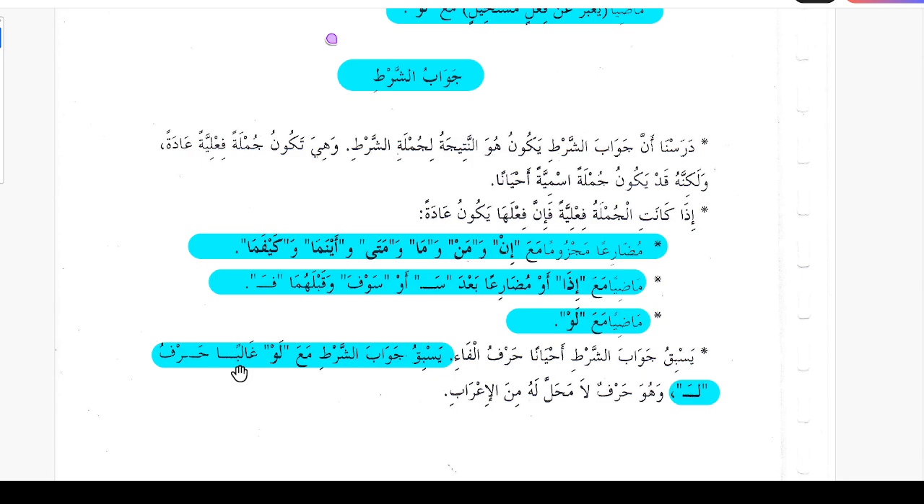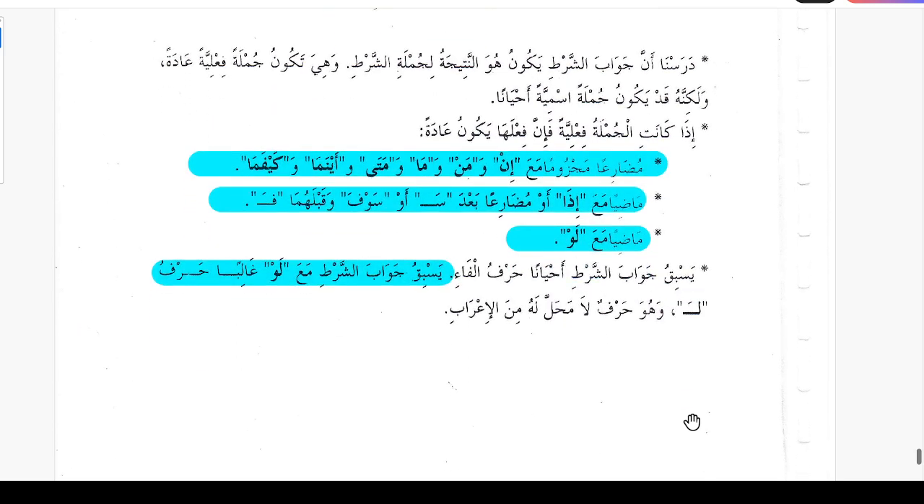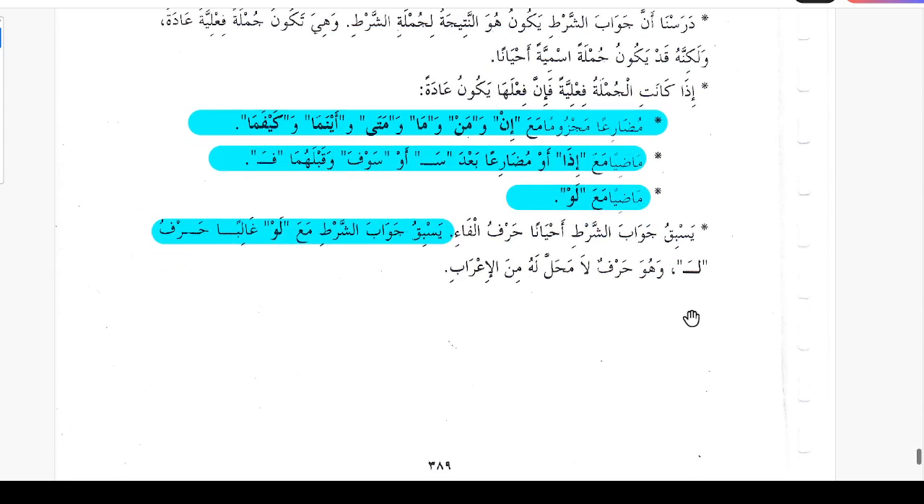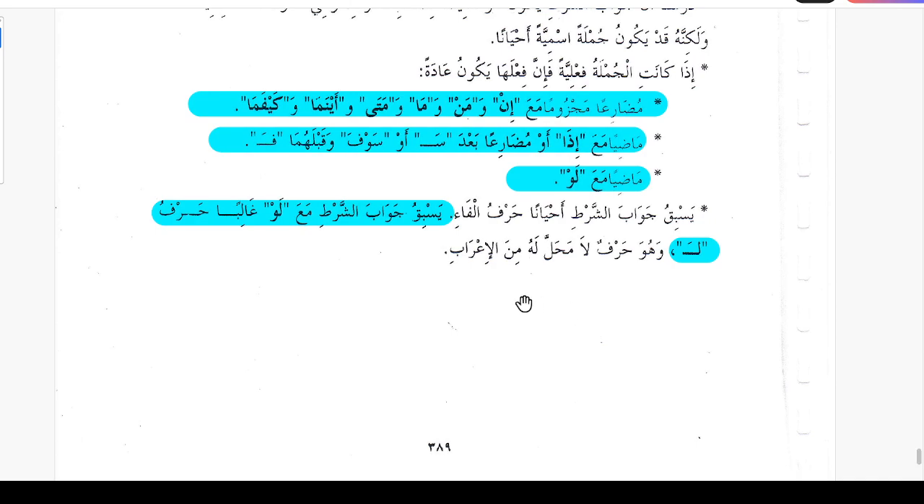But jawab al-shart with law is often started with harf lam, as we have seen in the example. And this lam is harf la mahalla lahu min al-i'rab. It has no place in the i'rab.